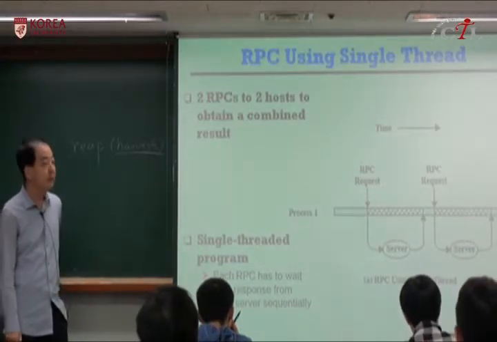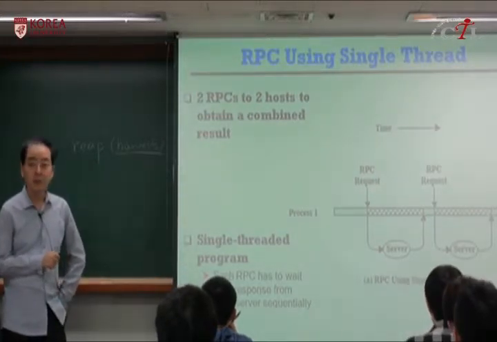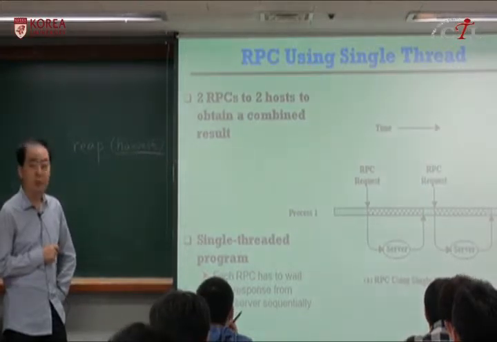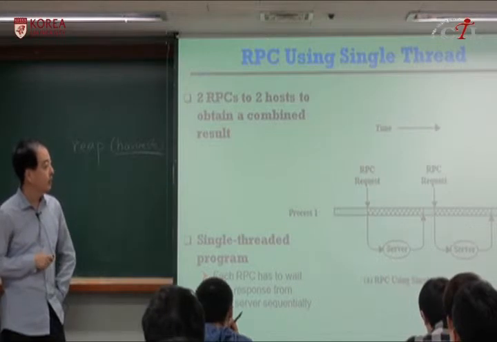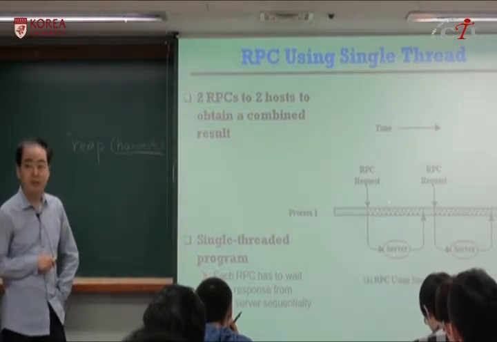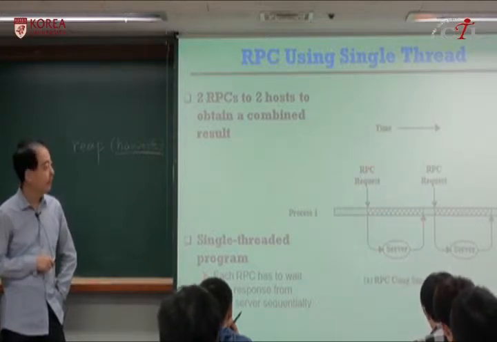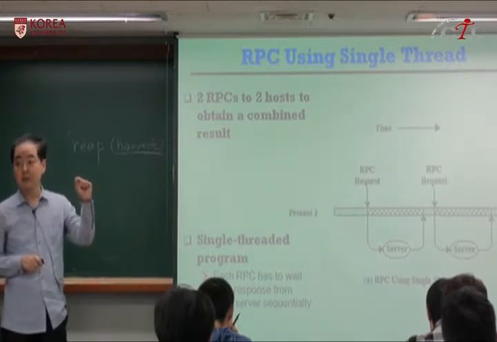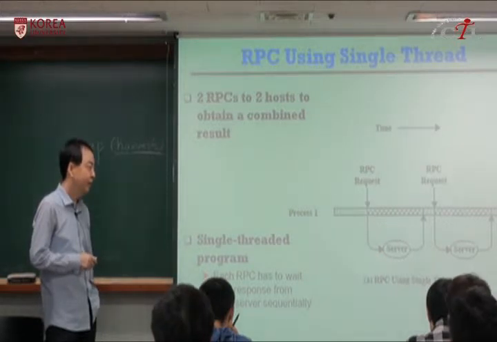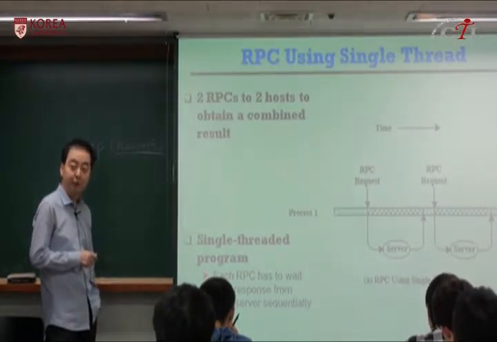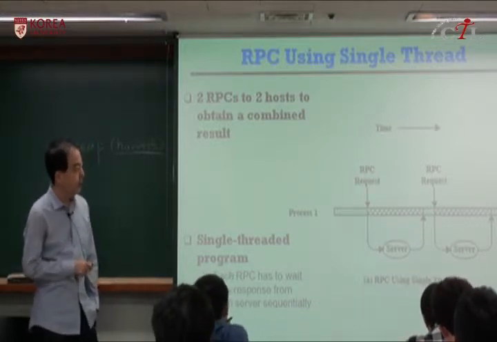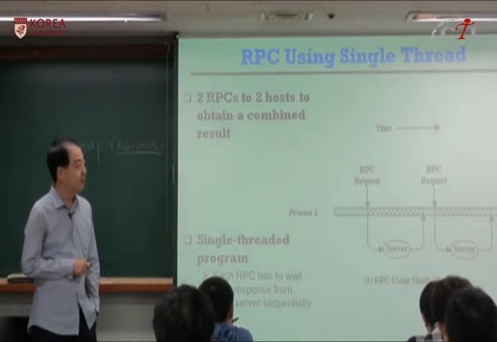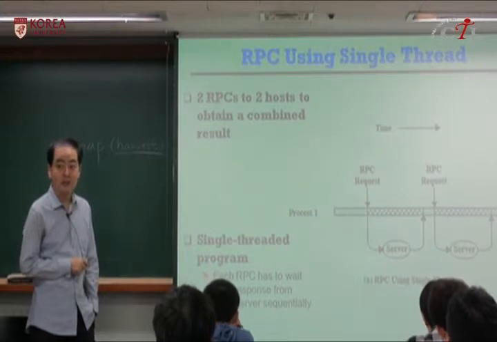Let's look at the remote procedure call using a single thread. Single thread means no thread concept, just a process. Okay? So you generate two remote procedure calls to two different hosts to obtain a combined result, without multi-threading. With a single process, you generate a remote procedure call request and this goes to the server, and you have to wait until the reply comes back because there is only one thread of execution, one process execution. When the reply comes back, you process this result and you generate the second remote procedure call. You send it to the second server. You have to wait, then get the result and combine, and then continue, one by one sequentially. So you have to wait this much, and you have to wait this much. This will delay your processing time.